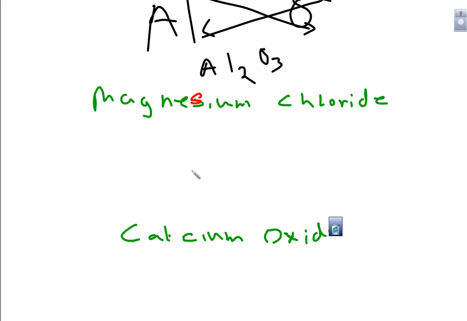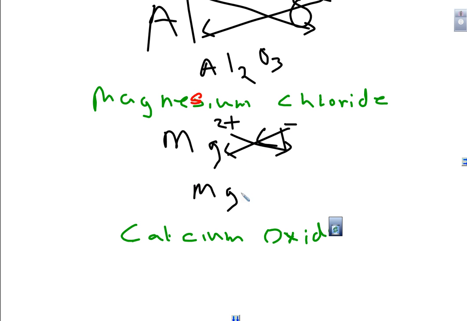Mg, magnesium chloride. So Mg, and then it's Cl. And Mg has a +2 charge, and Cl has a -1 charge. Draw it, crisscross it, and it becomes MgCl2.